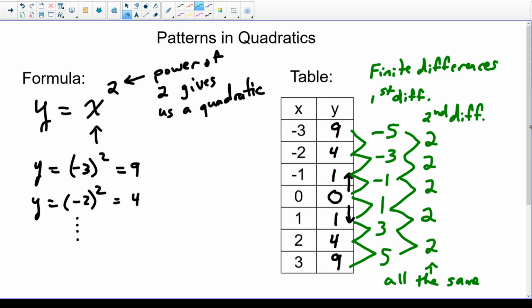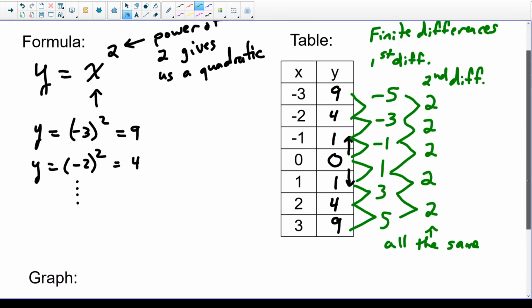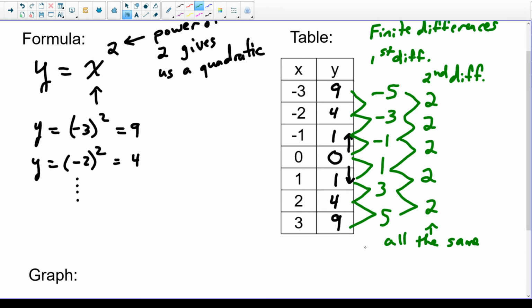Okay? So we call these finite differences because you have to keep going until you get a constant number. And in future years of mathematics, you might see a cubic relationship instead of a power of 2. You'd have a power of 3 here. In a cubic relationship, you'd have to go 3 times before you would get what we call the common difference. Okay? So if your second differences are the same, we know that that's quadratic.